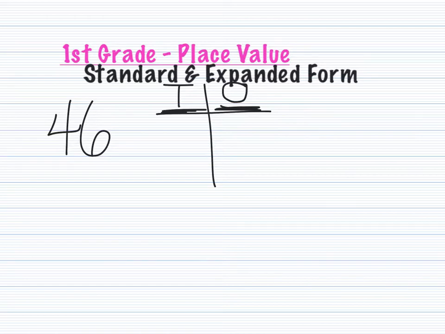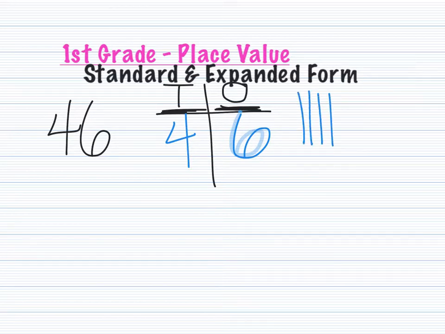So where would the 6 go? Good job. Yes, the 6 goes in the ones place. And where does the 4 go? Excellent. It goes in the tens place. Okay, so if I was going to draw this out, how many tens would I draw? Good, 4. 1, 2, 3, 4. And how many ones? Good, 6. 1, 2, 3, 4, 5, 6.